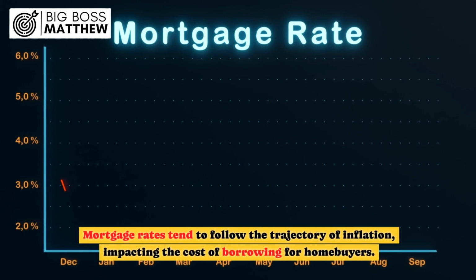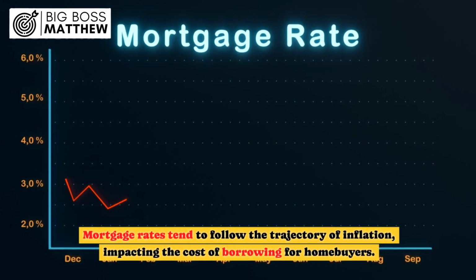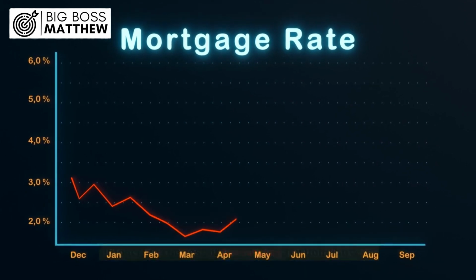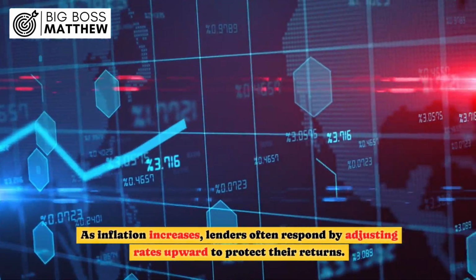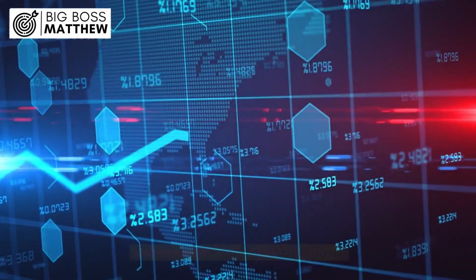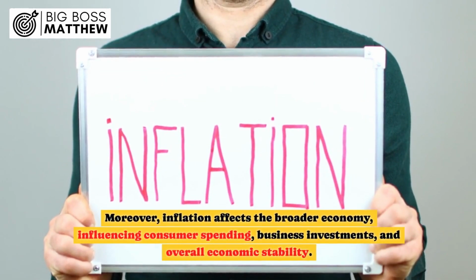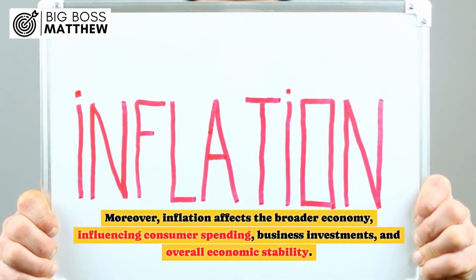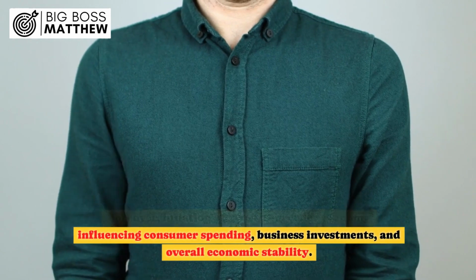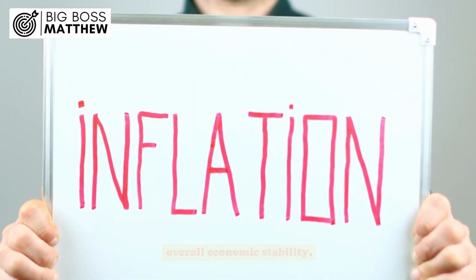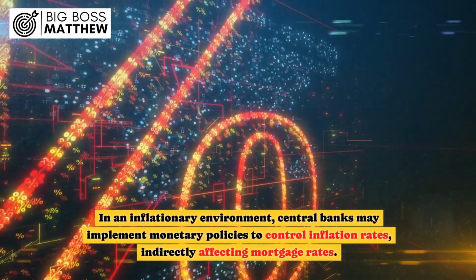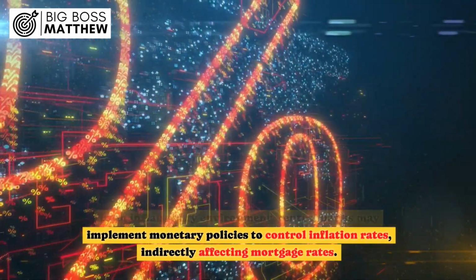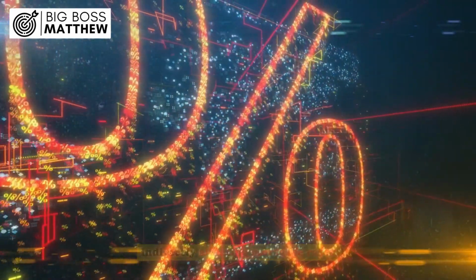Mortgage rates tend to follow the trajectory of inflation, impacting the cost of borrowing for homebuyers. As inflation increases, lenders often respond by adjusting rates upward to protect their returns. Moreover, inflation affects the broader economy, influencing consumer spending, business investments, and overall economic stability. In an inflationary environment, central banks may implement monetary policies to control inflation rates, indirectly affecting mortgage rates.